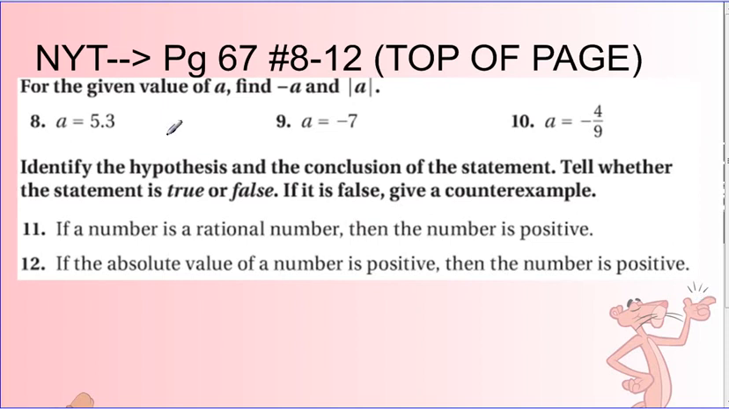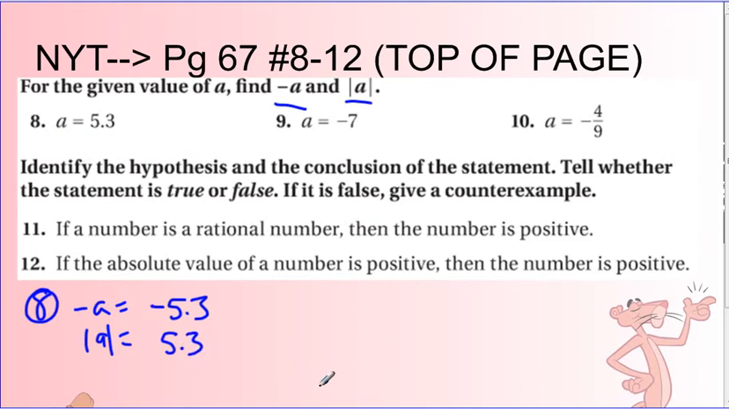Okay. Number 8 says, for the given value of a, find the opposite of a and the absolute value of a. So basically we're doing those other problems. So number 8, I'll do it down here. The opposite of a, well, you change the sign. So instead of being a positive, it's now a negative. The absolute value of a, you make the number positive, so you get 5.3.